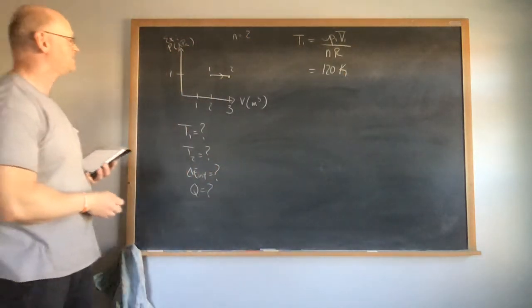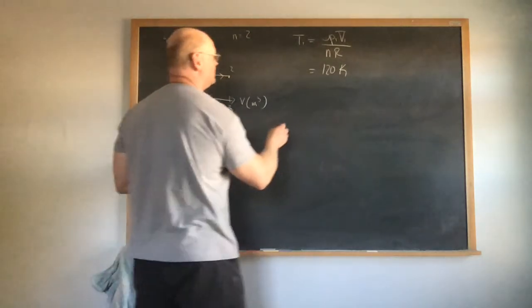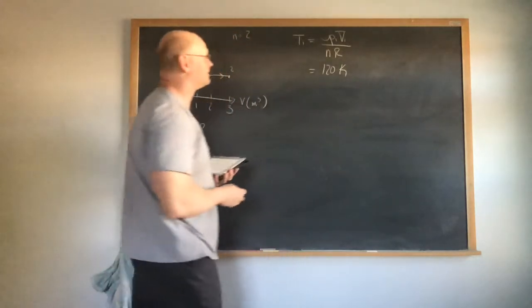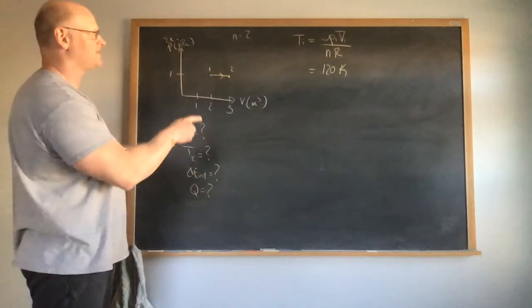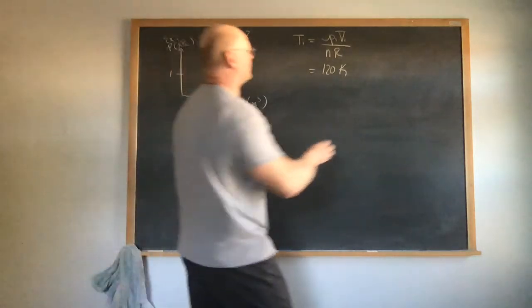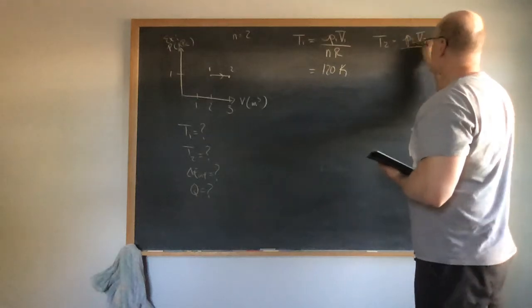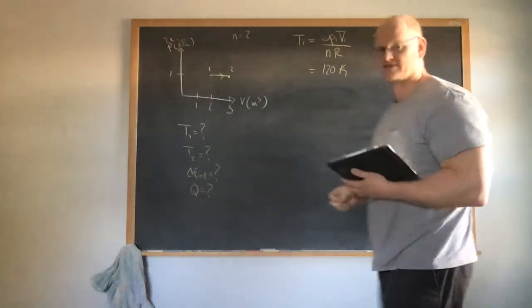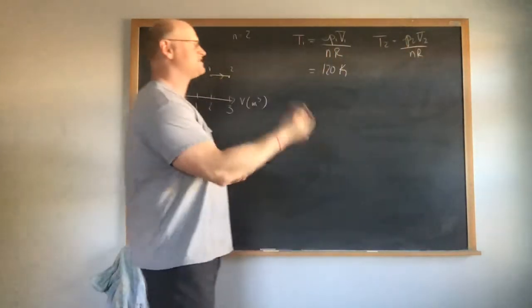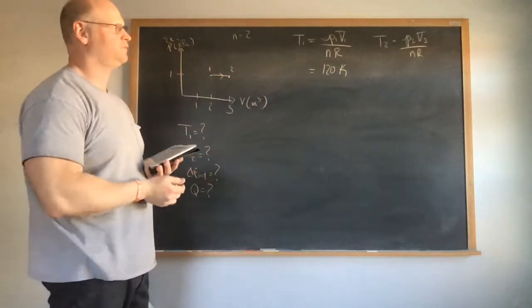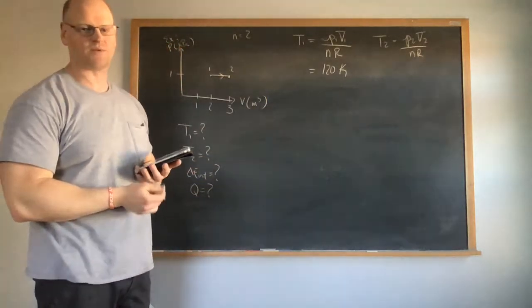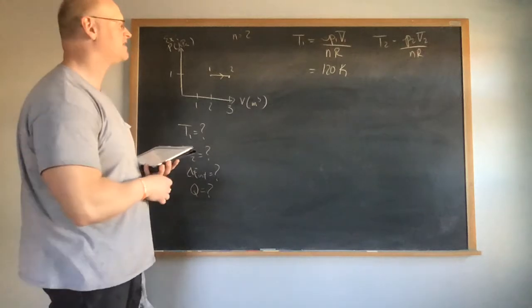Now, to find the temperature at 2, we have 2 ways to do that. Either we can solve exactly the same thing. We can say that the temperature at 2 is simply equal to the pressure at 2 times the volume at 2 divided by the number of moles times the universal gas constant, which in this case is fine because we have all these things which are actually given to us. We don't have to rely on something that we actually calculated.